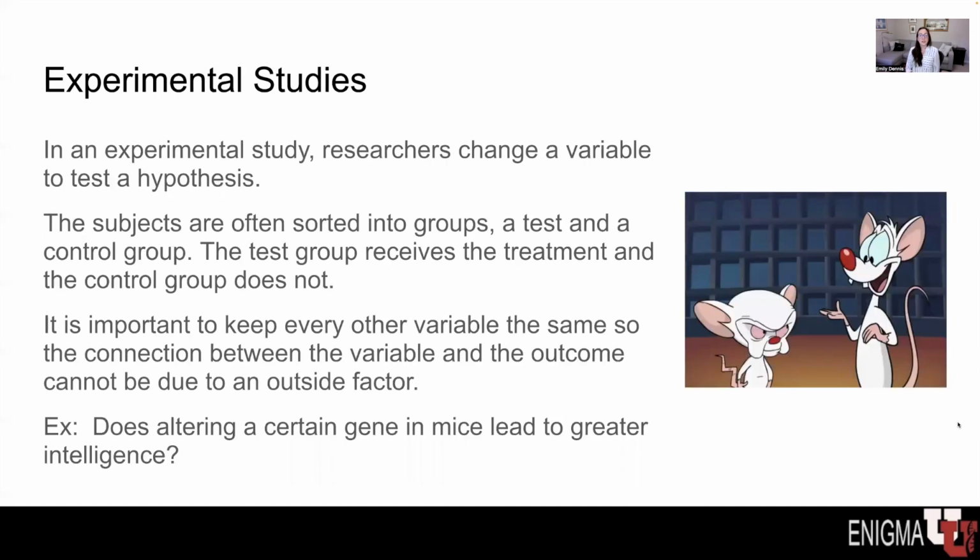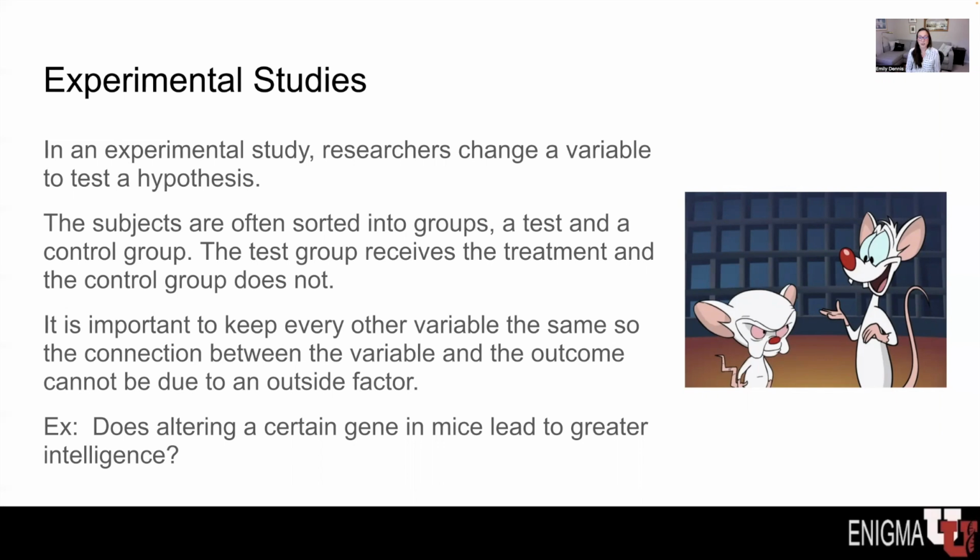Experimental studies. In an experimental study, researchers change a variable to test a hypothesis and look at the outcome of changing that variable. Subjects are often sorted into groups, at least two groups, maybe more, perhaps a test group and a control group, and the test group receives a treatment or an intervention and the control group does not.